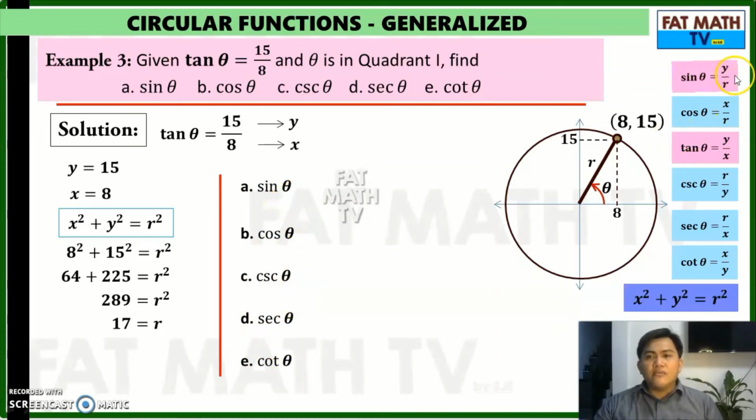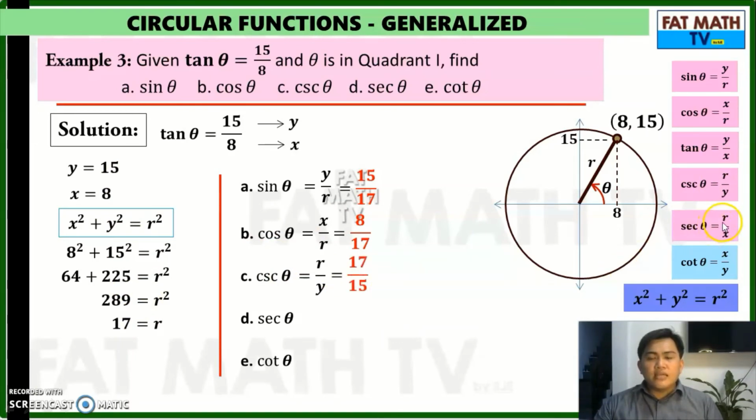For sine, we have y over r. So y is 15, r is 17, so that's 15 over 17. For cosine, that's x over r. So cosine of theta is x is 8, r is 17, so 8 over 17. For cosecant theta, we have r over y. So r is 17, y is 15, so that is 17 over 15.